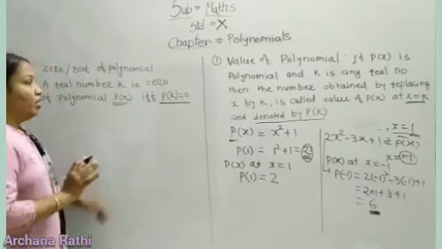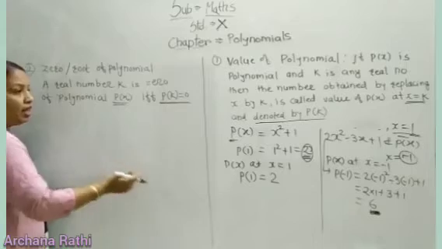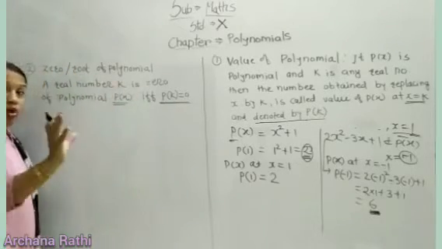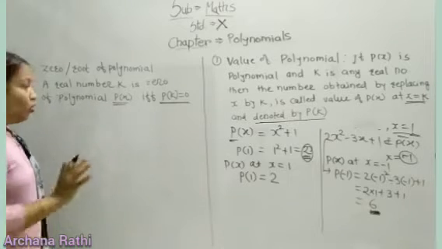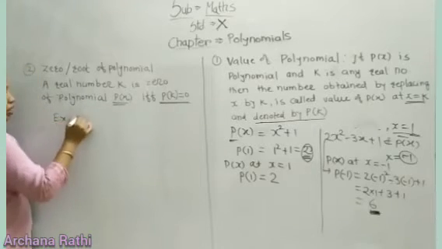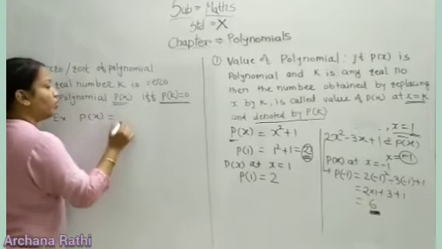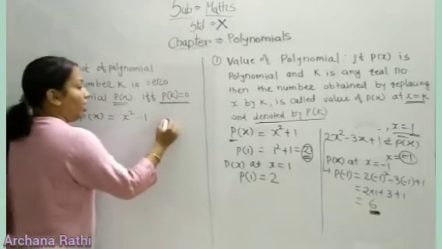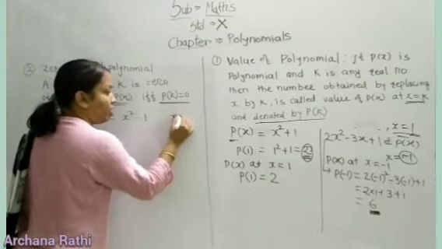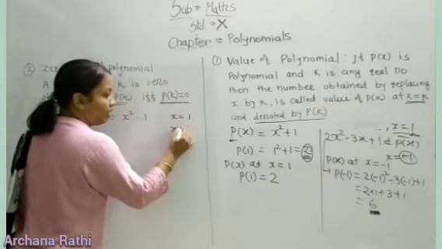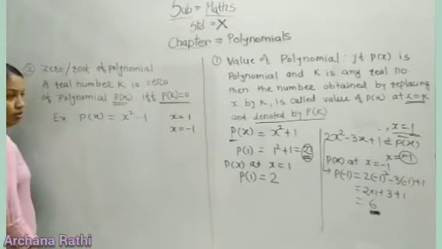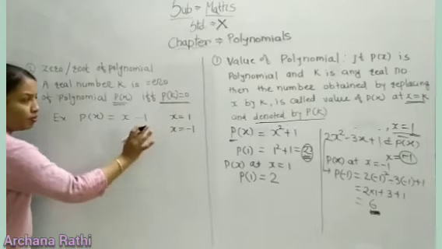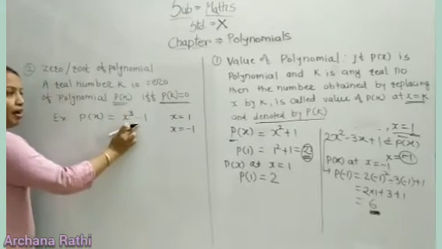Are you getting my point? It means that if you take any real number for which you get the value of the polynomial as 0, that is a zero. For example, now your p of x is equal to x square minus 1. Now I take x equal to 1 one time and another time x equal to minus 1. Or rather, simply, x cube minus 1.